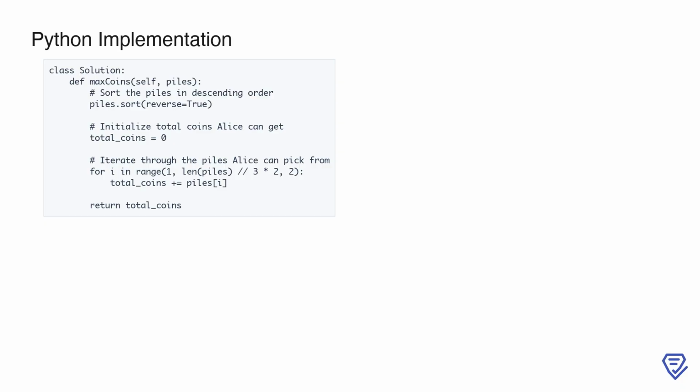Explanation. 1. Sorting the piles. The first step is to sort the piles in descending order. This ensures that the largest coins are at the beginning of the list, making it easier to distribute coins optimally.